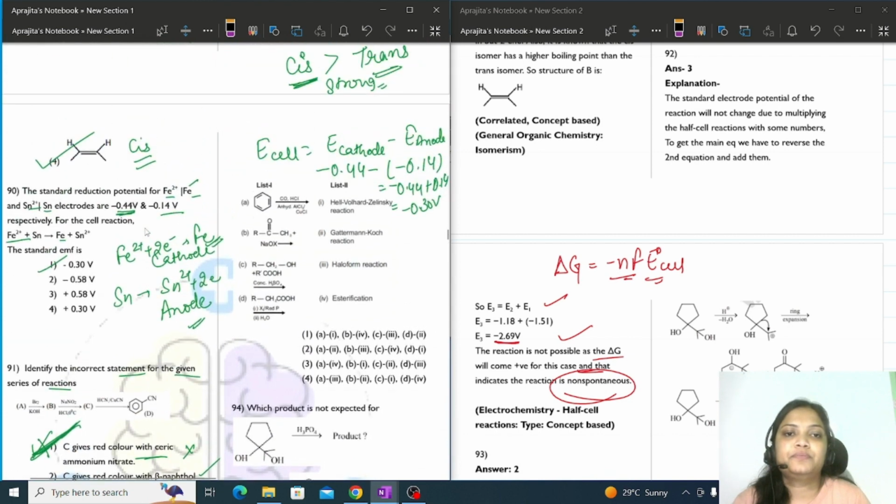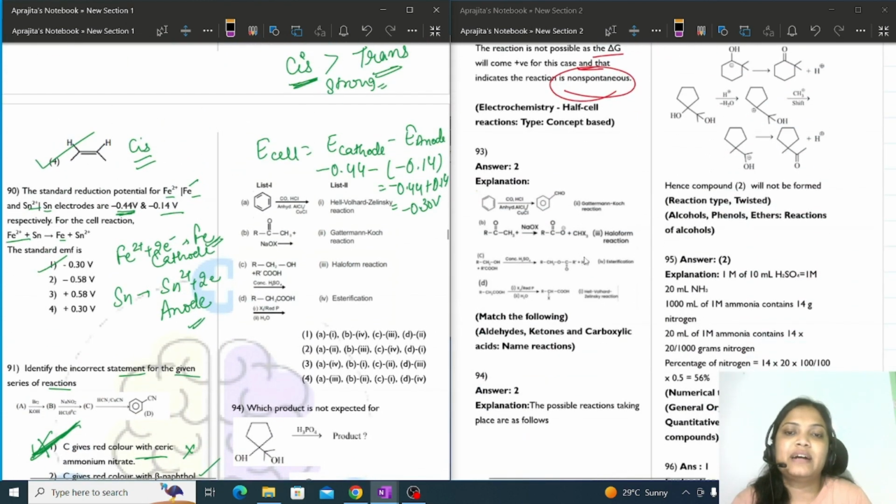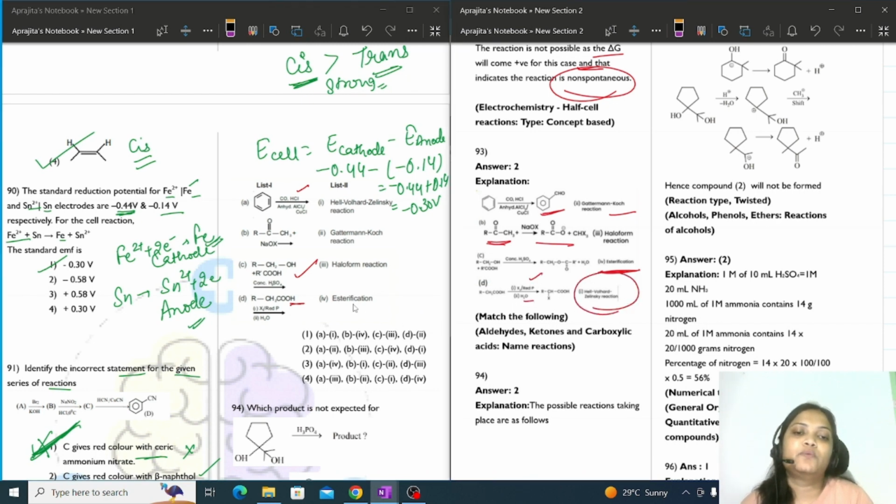Next question. Here we have to match the reactions. So benzene in presence of CO and HCl to form benzaldehyde, it's Gattermann-Koch reaction. Then RCOCH3 in the presence of NaOX, it's a haloform reaction for ketones. The third one is a reaction between alcohol and acid, it's esterification reaction, and an ester would be formed. And in the last one, acid in the presence of red phosphorus and X, so it will be the Hell-Vollhard-Zelinsky reaction. So the answer is option number 2.